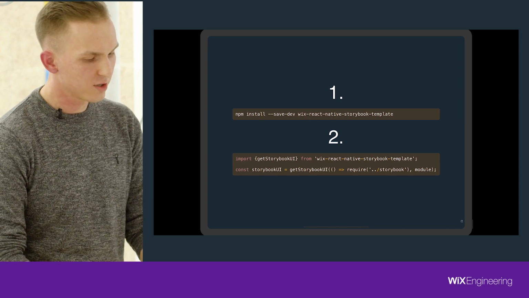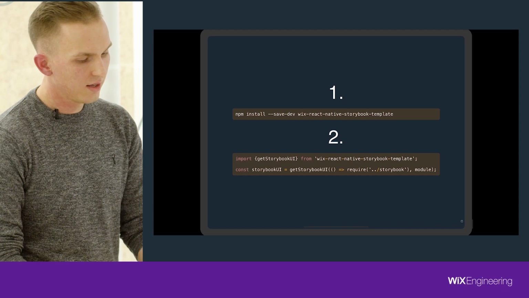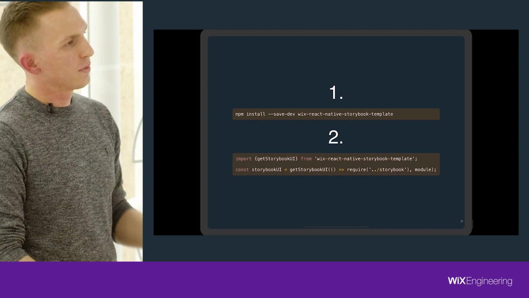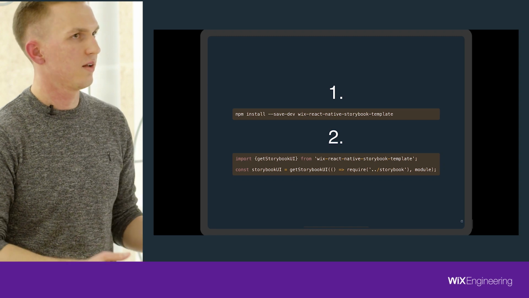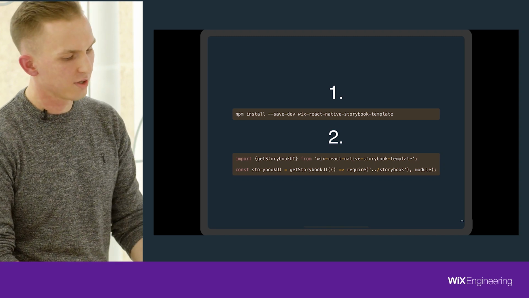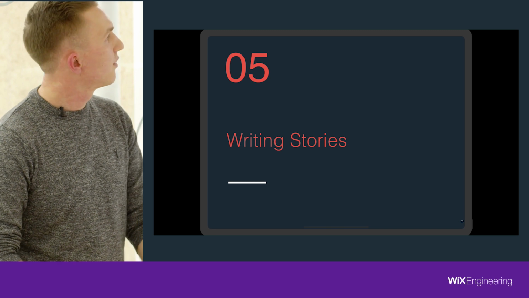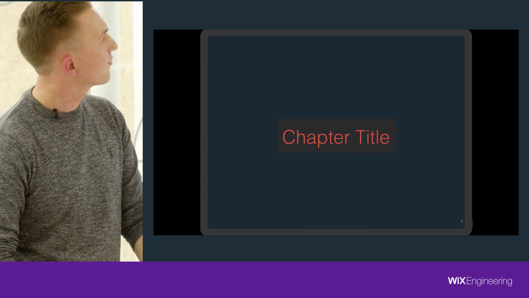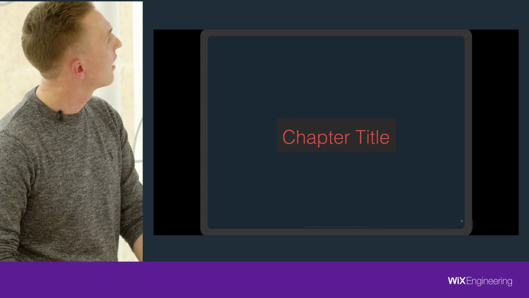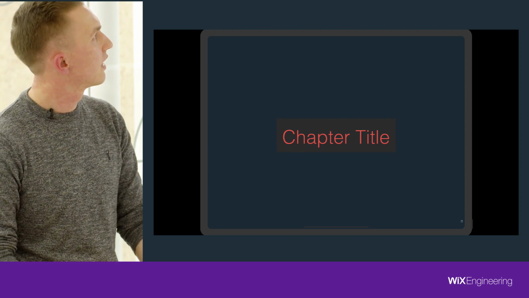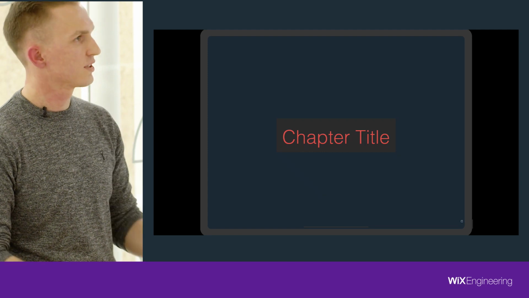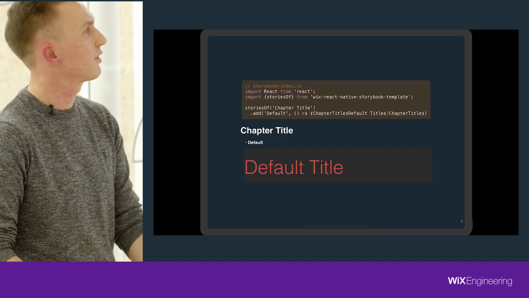OK, so writing stories themselves is, let's imagine we have a simple component. I called it chapter title. And I'm going to make it a little bit more interesting by adding some additional functionalities. So first, I create a default case for it. So I write inside my stories file stories of. I give it a name. So it's a group name. In this case, I call it chapter title.